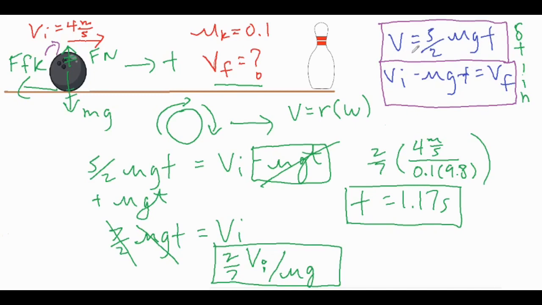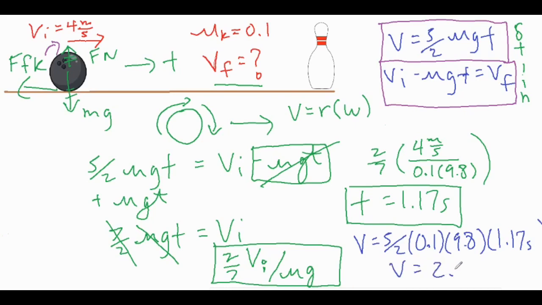So I'm going to use this one over here, 5/2 mu GT. So my velocity equals 5/2 mu 0.1, g 9.8, and t 1.17 seconds. And then when I do that, I get a final velocity that rounds off to 87 meters per second. So after using a bunch of linear and rotational values and then combining them together, doing a ton of cancellations and substitutions, we finally got our time the ball slips for, and then the final velocity that it has.